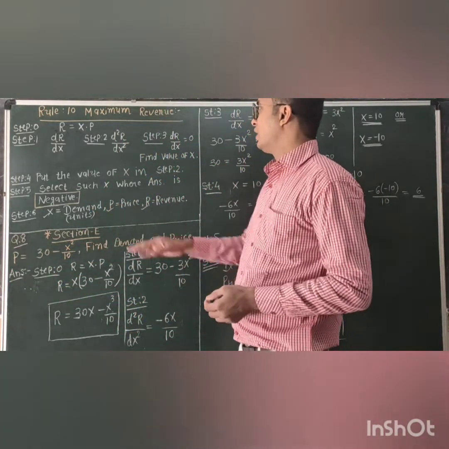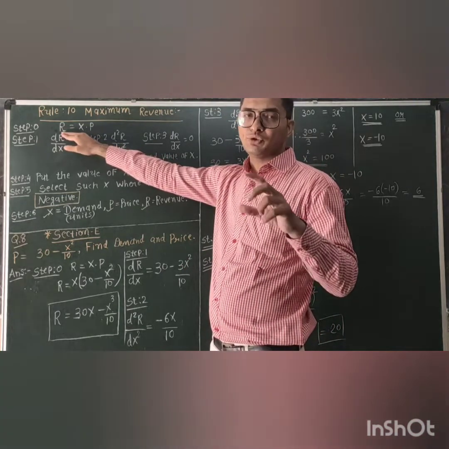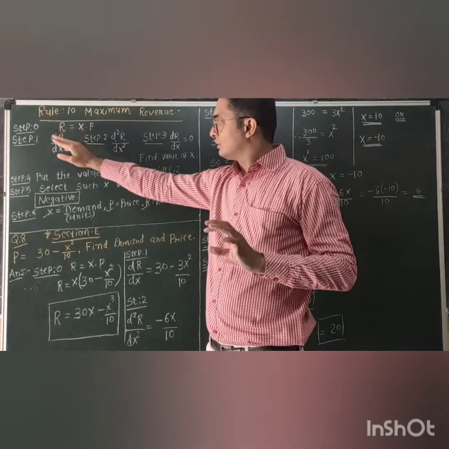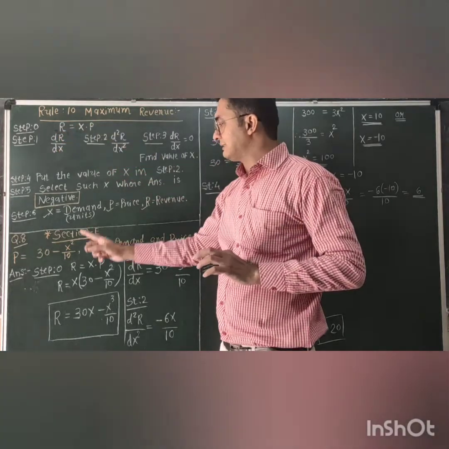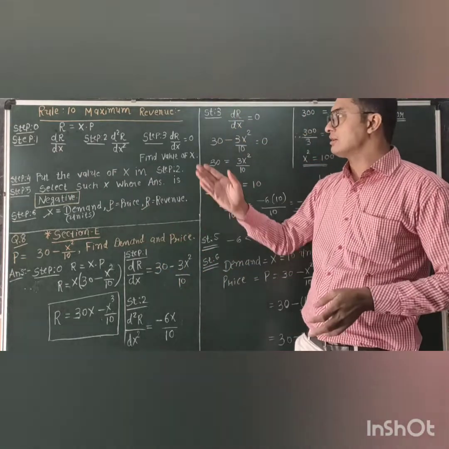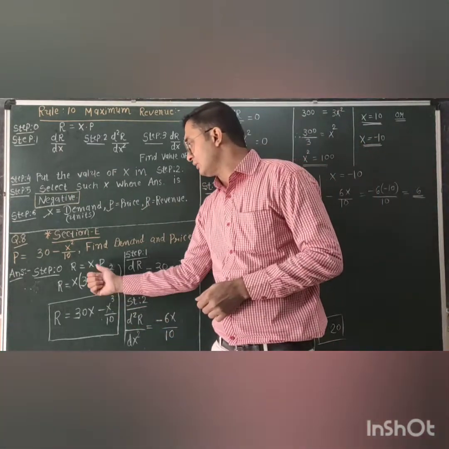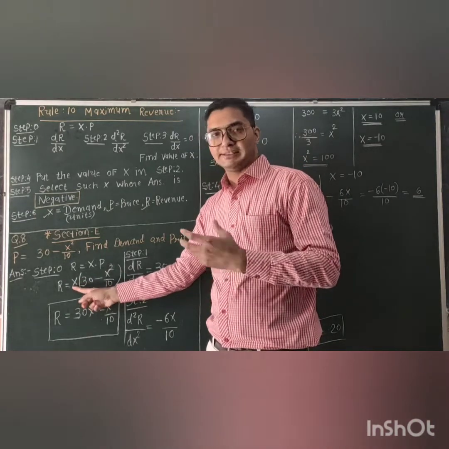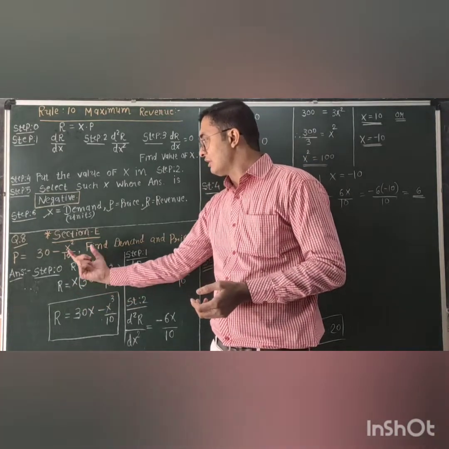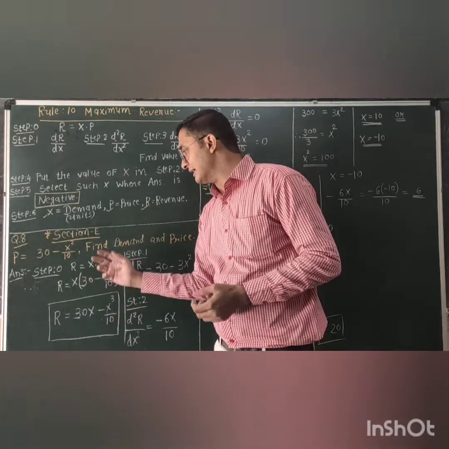But as we all know, according to step number 0, it should be in the form of R. So R stands for x into P. So now there is extra work for step number 0. R is equal to x into P. X is as it is. And instead of p, we can write 30 minus x square divided by 10.